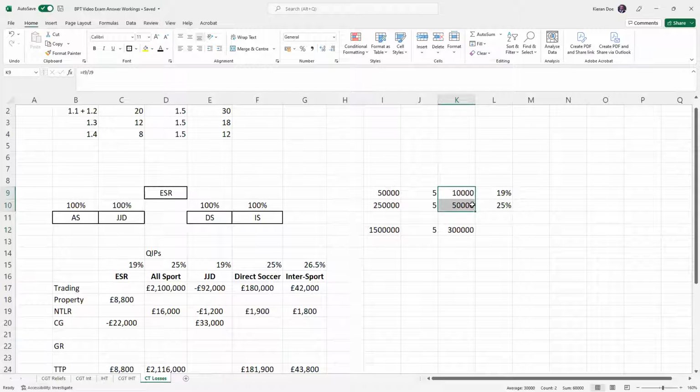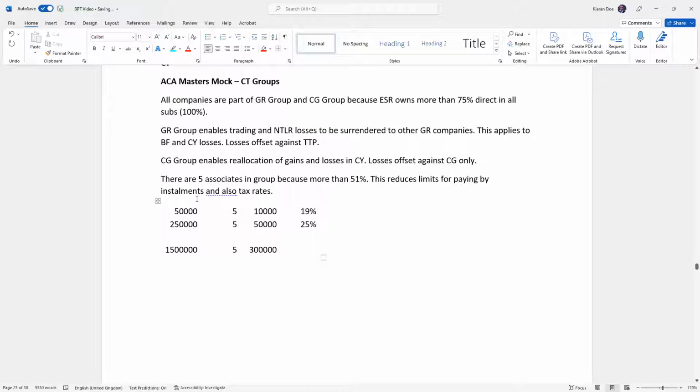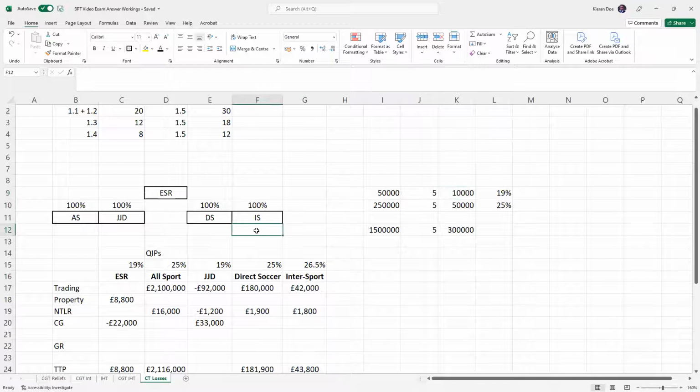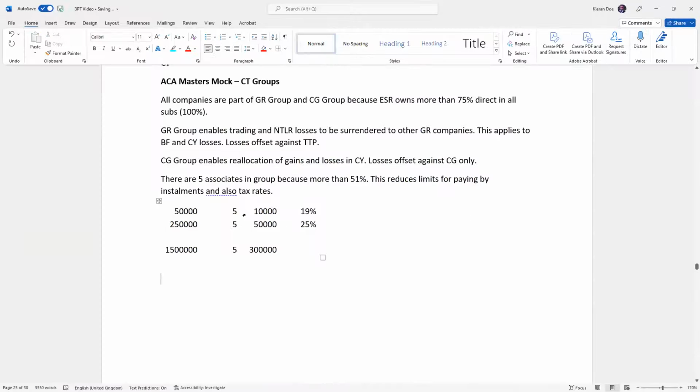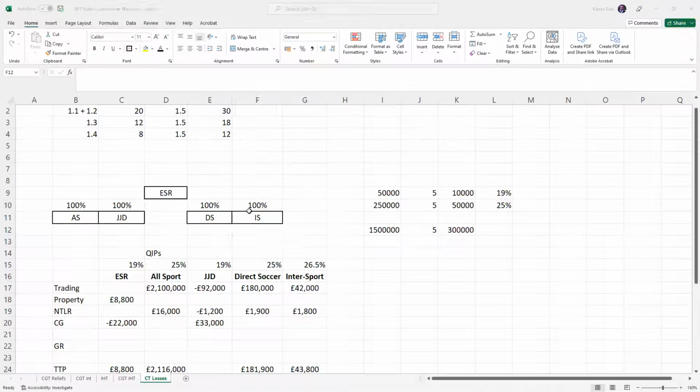And then, of course, profits that fall in between those two are taxed at 25%, plus the marginal relief. We're going to show that quite clearly when we get on to the next part of the question. So therefore, we've brought in the relevant parts of the relevant standards and the relevant tax rules, and now we can start really applying this to the scenario.